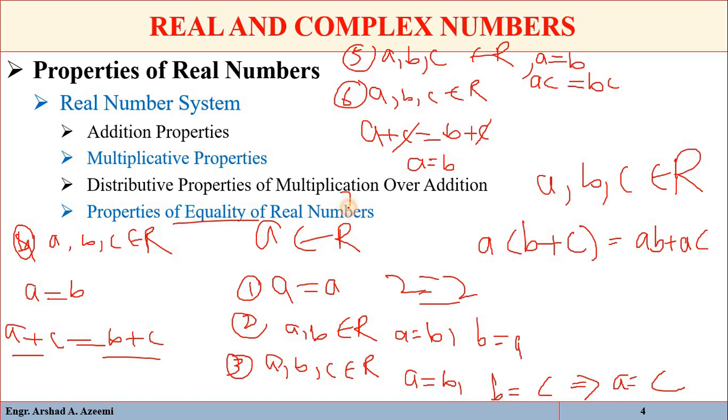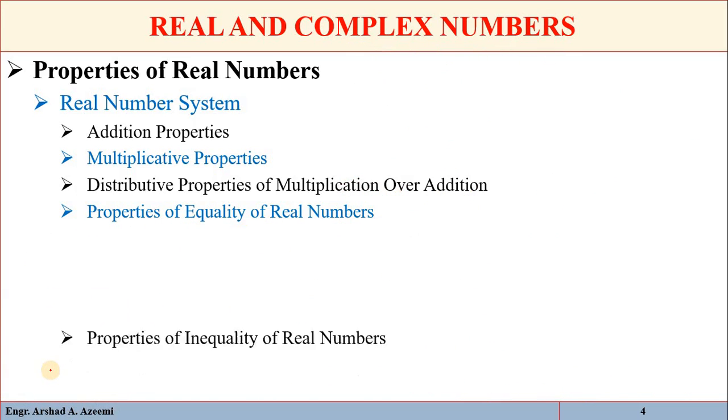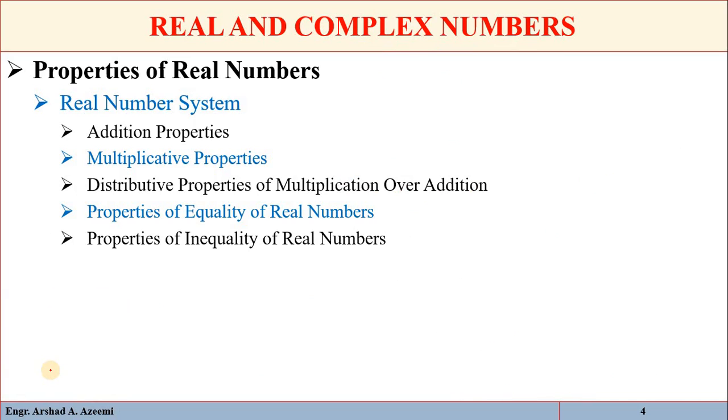Similarly, suppose we have AC is equal to BC. In between there is multiplication, so again it will cancel and A will be equal to B. This is called the cancellation property with respect to multiplication. So these are the properties of equality. Then we have the properties of inequality.